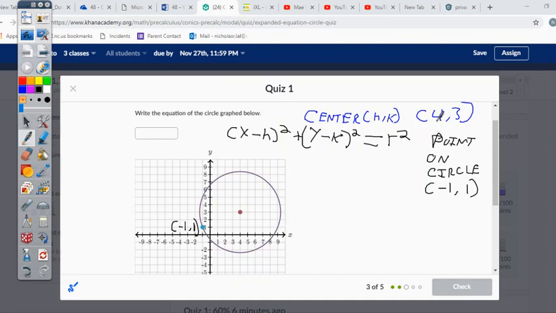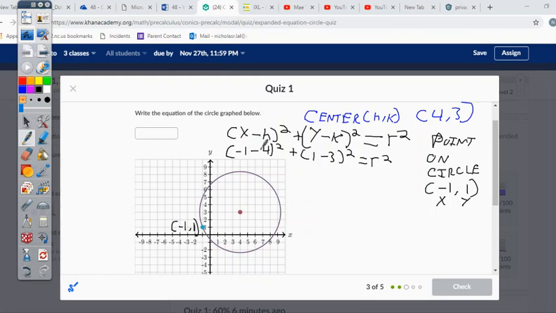So our center is (4, 3). Our point on the circle is (-1, 1). This is going to associate with x. This is going to associate with y. So plugging this in to find the radius, we can have -1 minus 4 squared, h is 4, plus y is 1, 1 minus 3 squared is equal to r squared.